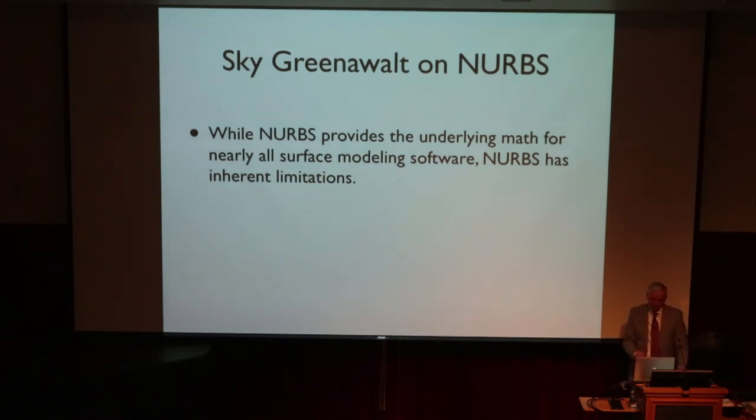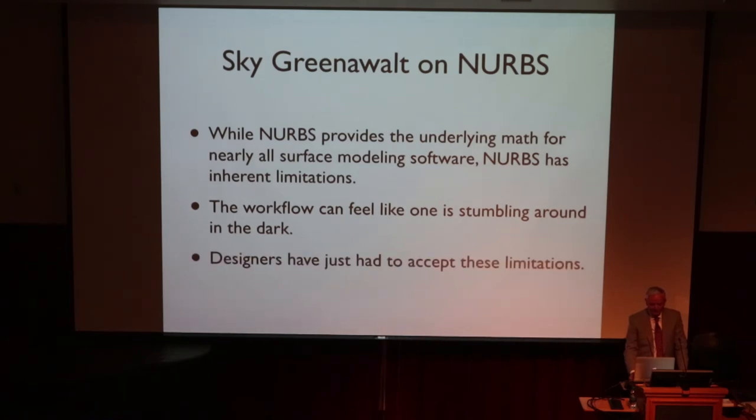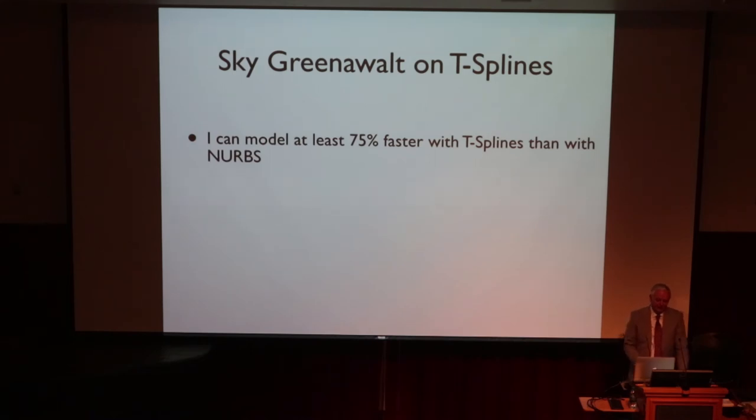While NURBS provides the underlying math for nearly all surface modeling software, NURBS has inherent limitations. The workflow can feel like one is stumbling around in the dark. Designers have just had to accept these limitations. I can model at least 75% faster with T-splines than with NURBS. Now that's something that can get people to buy your product.